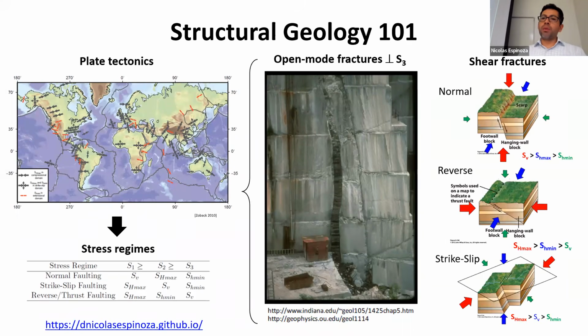That's open mode failure. We also have shear failure. This is what creates faults, and also this is how faults reactivate. And depending on the stress regime, they could be normal, reverse, or strike slip too. And these faults are present everywhere. Sometimes you have smaller fractures or smaller open mode fractures, but they are everywhere. And we need to know where those are in our geothermal reservoirs.